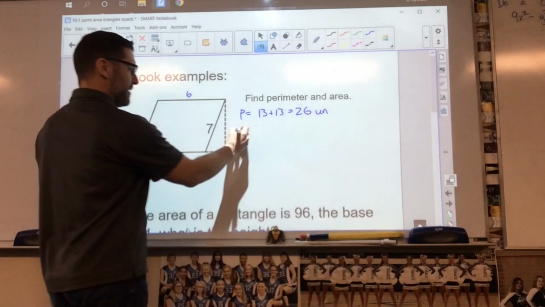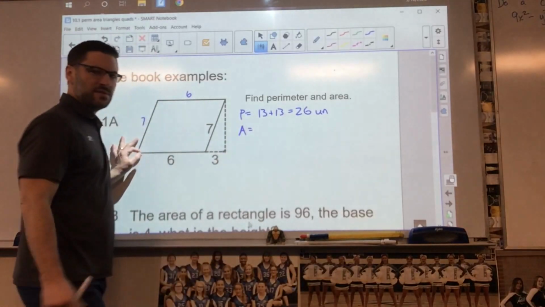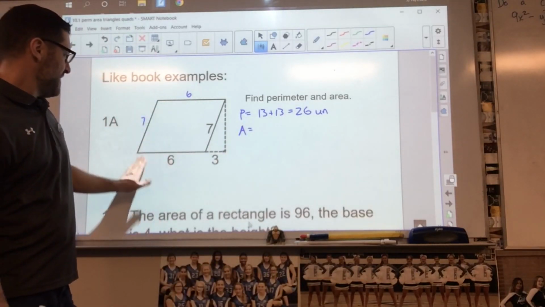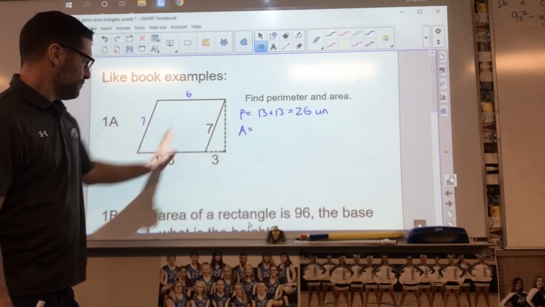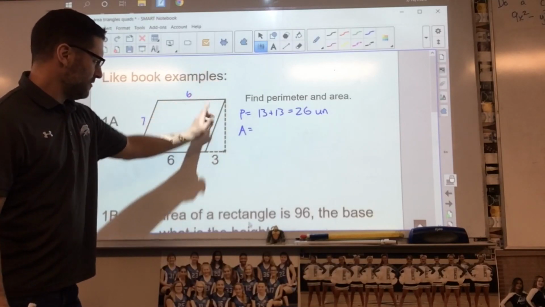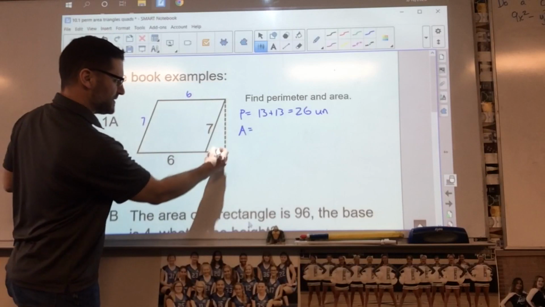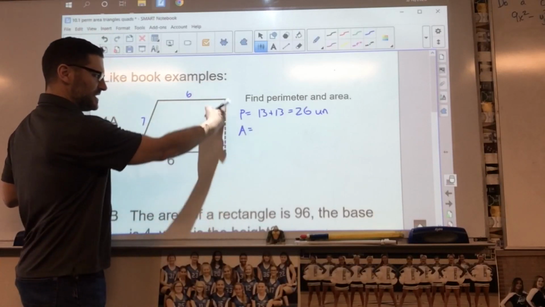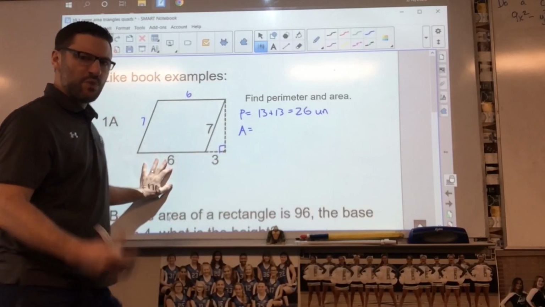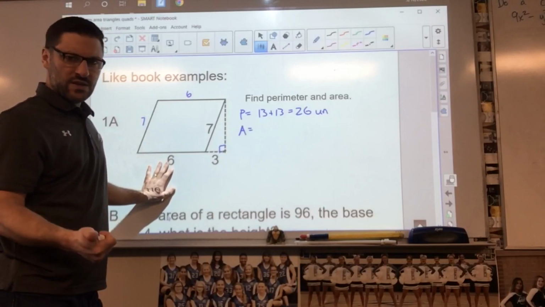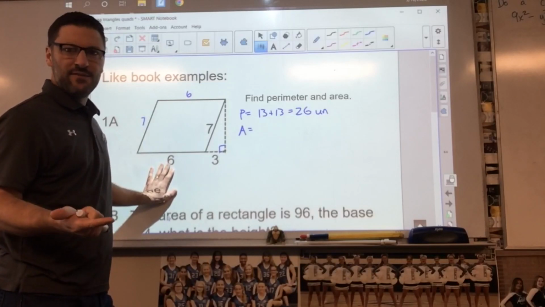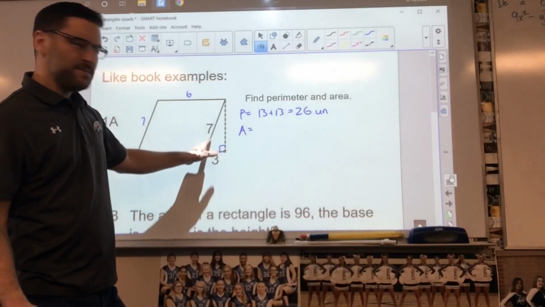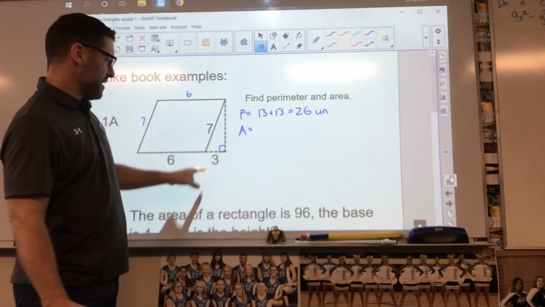So that's 26, and we'll probably label it as 26 units. And then I need the area. And sometimes on these area problems is where it gets a little sticky, because I have this, but I need the height, and the height on this one is going to be outside, but I'm not actually given the height. So when you do these problems, you're going to have to think SOHCAHTOA, you're going to have to think 30, 60, 90, 45, 45, 90, and specifically this one, this is a Pythagorean Theorem problem.